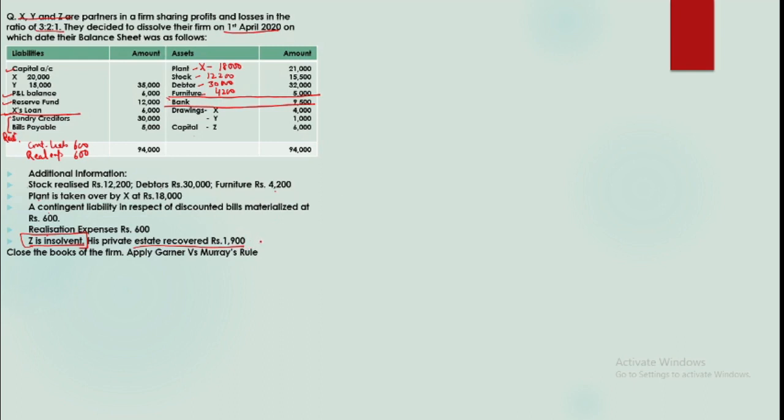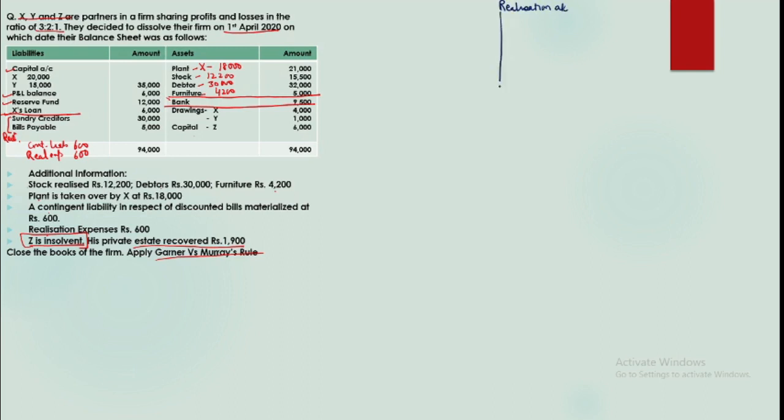But if the requirement is for more than this amount, it means his insolvency is now relevant for the firm, because the amount that he cannot bring will be the capital loss, and we'll have to work according to the question, Garner versus Murray's ruling. Alright, so let us solve the question, because till the time we establish the insolvency, it's a simple question.